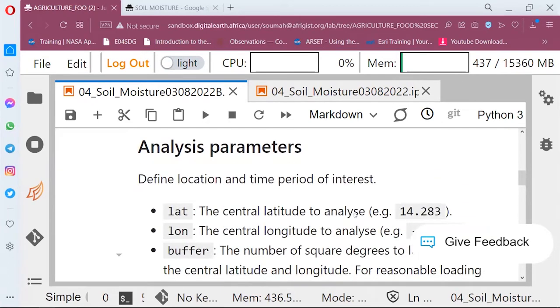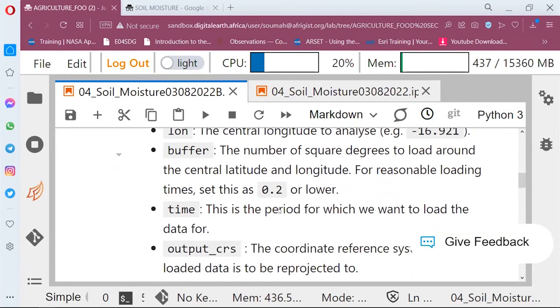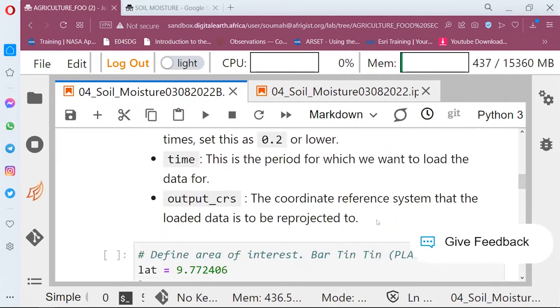What are the parameters we are going to use for the analysis? We are going to define the location and the time period that we are interested in. By doing so, we define the latitude, which is the central latitude to analyze, and the longitude, which is the central longitude to analyze. We define also a buffer, that is the number of square degrees to load around the central latitude and longitude. The time is the period for which we want to load the data. And the output CRS will determine the coordinate reference system that the loaded data is to be reprojected to.